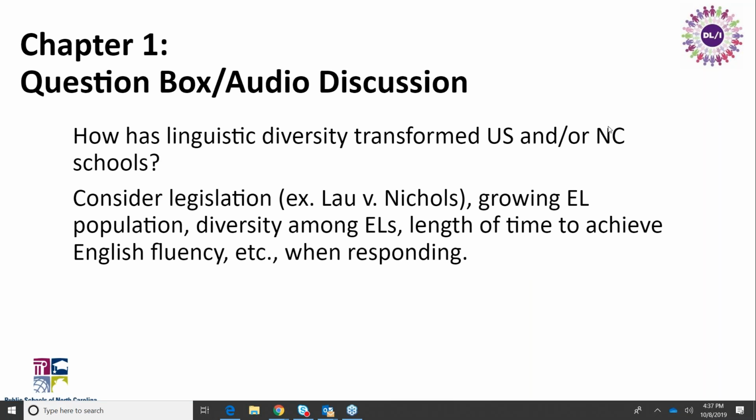So we've touched on this some already, but we wanted you to think about some of the things that they talk about in chapter 1 and even more in chapter 2 with the legislation, with the growing population, with the diversity among our ELs. You mentioned those who've had former schooling, those who have not. And then what length of time does it take to accomplish that fluency? So give you a chance to dig a little bit deeper into some of the things that you've already started saying.